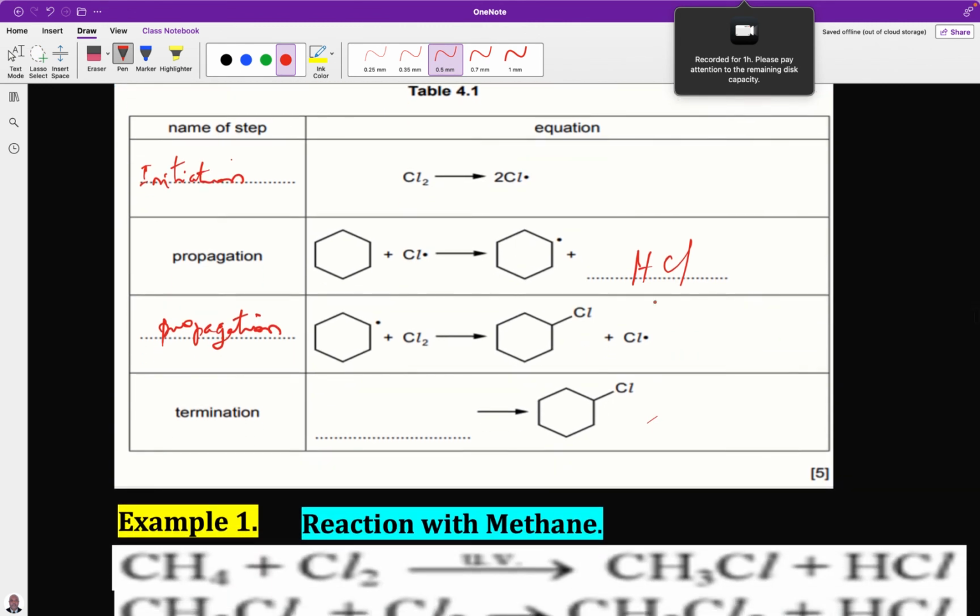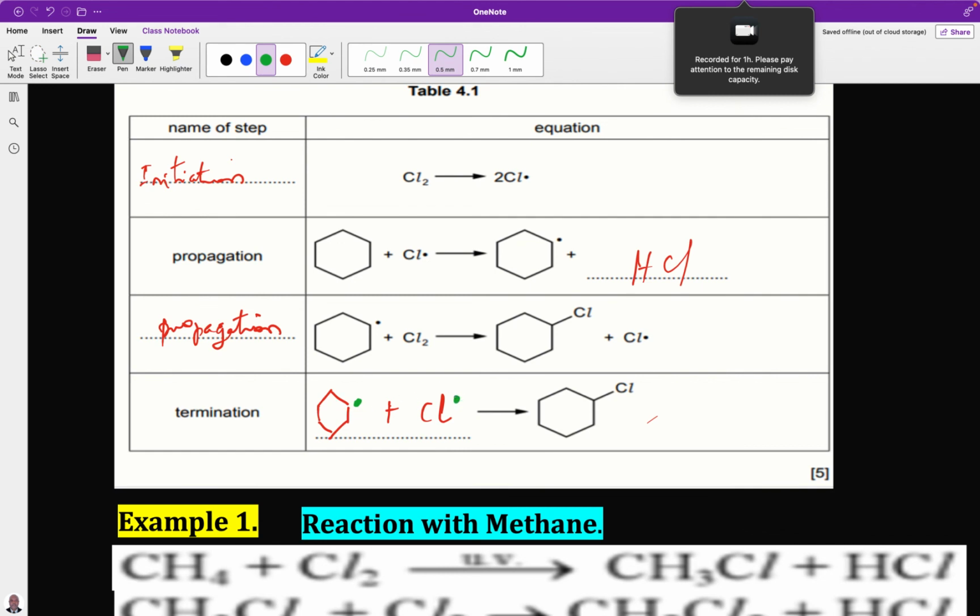Now, what stage is the termination? In the termination stage, what happens to give this chlorohexane? Two free radicals must react here to produce this. In this case, there are two free radicals: a free radical of the chlorine and a free radical of the hexane. These are the free radicals I'm putting like this. These are the single electrons there.